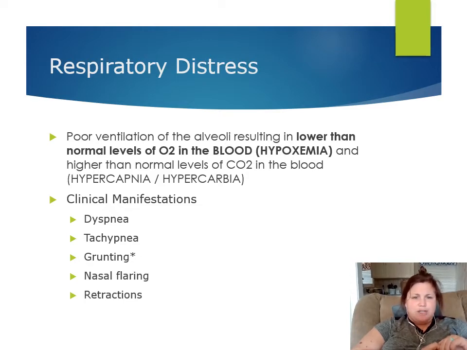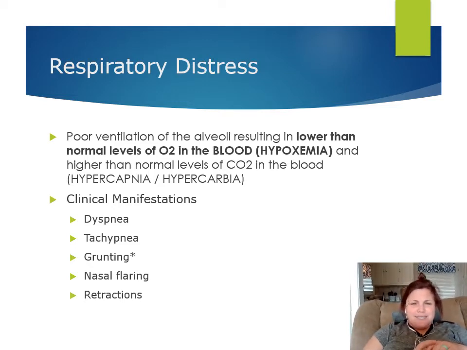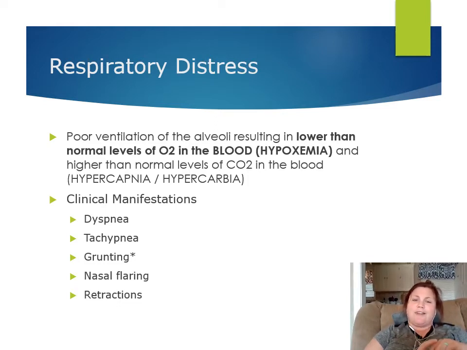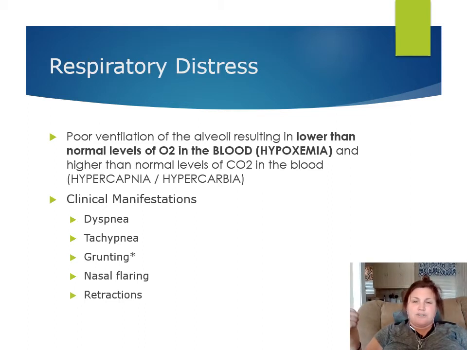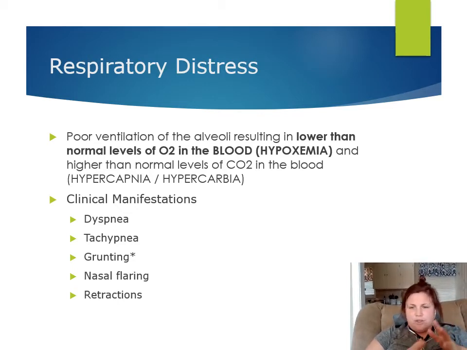Okay, respiratory distress. About halfway through the presentation. Hang in there, guys. Respiratory distress is poor ventilation of the alveoli that results in lower than normal levels of oxygen in the blood. So, poor ventilation means O2 and CO2 are not traveling like they should through the alveoli, and in turn, they're going to have a decreased O2 level in the blood, which is known as hypoxemia. They'll also have a higher than normal level of carbon dioxide in the blood, which is hypercapnia or hypercarbia. Same thing, used interchangeably.